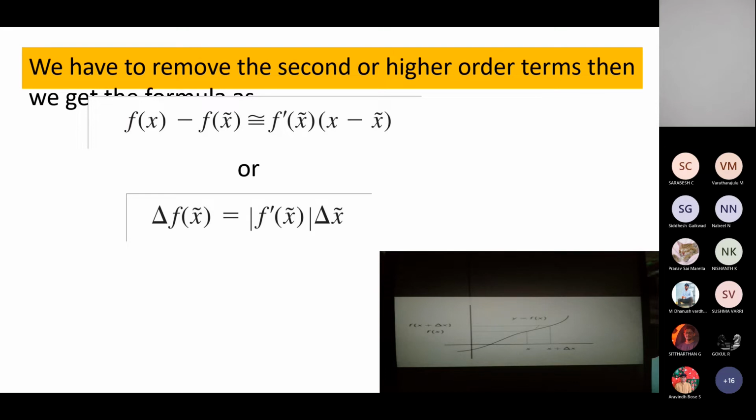The function we are solving is of first order, so we omit second and higher order terms because they are negligible. After doing so, the equation becomes f of x minus f of x bar is approximately equal to f dash x bar into x minus x bar, which can also be written as delta f of x bar equals mod of f dash x bar into delta x. Next slide.